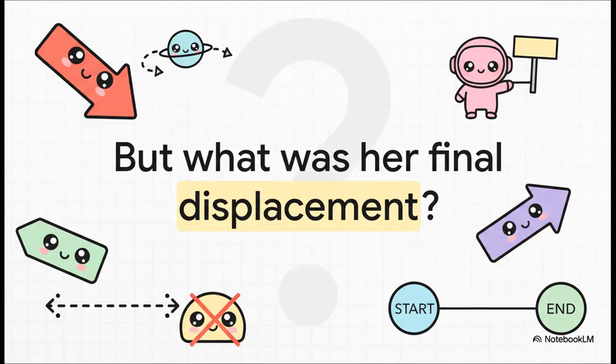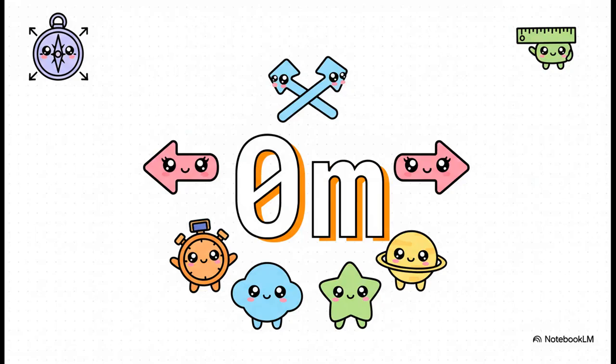But, and here's where it gets interesting, what was her displacement? Remember, for displacement, we don't care about the path. We only care about where she started versus where she ended. Her displacement is 0, a big fat 0.